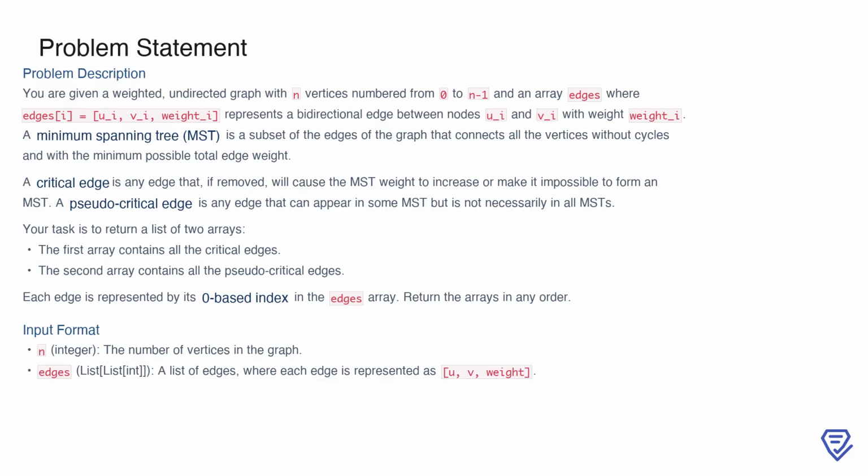Our goal is to analyze the graph in the context of its minimum spanning tree, or MST. An MST is a subset of the graph's edges that connects all vertices without forming any cycles, while minimizing the total weight of the edges included.